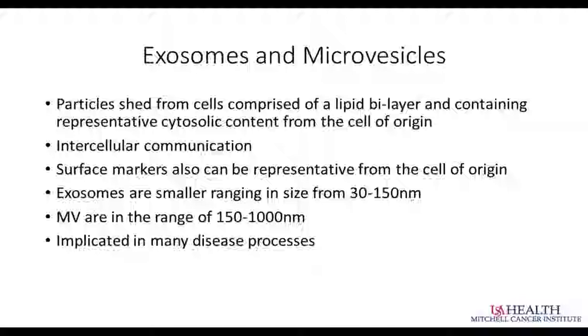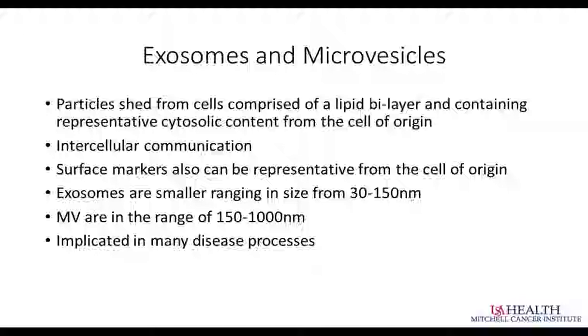Exosomes have been shown to affect intracellular communication. I think early on they were actually considered to be garbage bags. People thought that the exosomes were being used as a way to shed extracellular debris and waste products. But we now know without much doubt that this is how cells communicate with each other. We'll talk a little bit more about that later. The surface markers on these small exosomes can also be representative from the cell of origin, matching some of the same epitopes on the surface of the cell of origin.